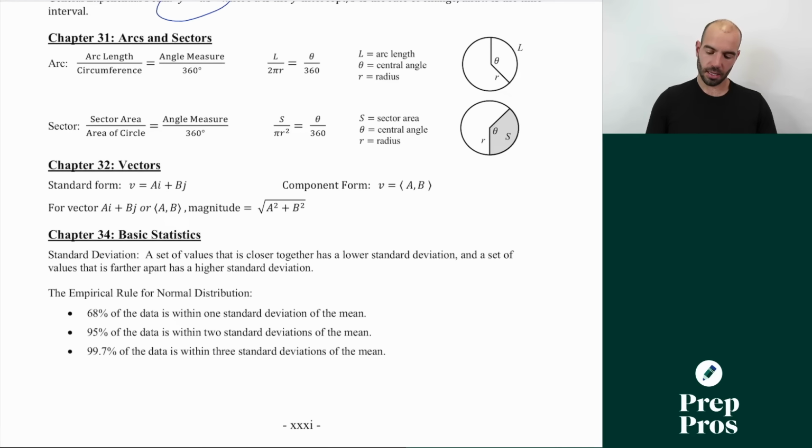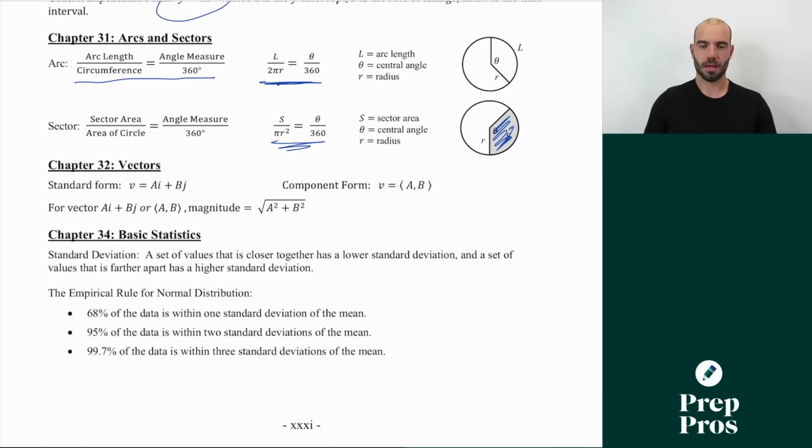Arc sectors as well, not super common. An arc is just a portion of the circumference, so make sure we know how to find that. You can just memorize this equation here. It's the same as the proportion. Arc to circumference is the same as the angle over 360. A sector is the exact same except it's part of the area of a circle, so we can use this equation here.